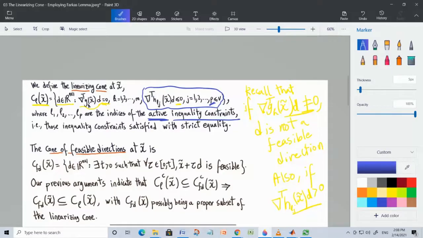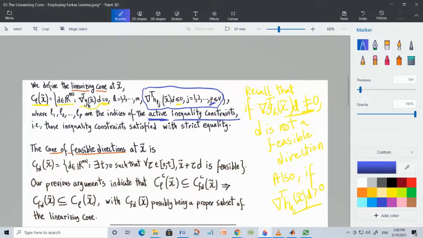Now, another cone, and this cone is difficult. Note that the linearizing cone, and this will become clear, is sometimes not very useful, but it's computationally doable, like you can compute the gradients, right? So you can compute the gradient of the g functions and h functions. So it makes computational sense if you want a practical algorithm.